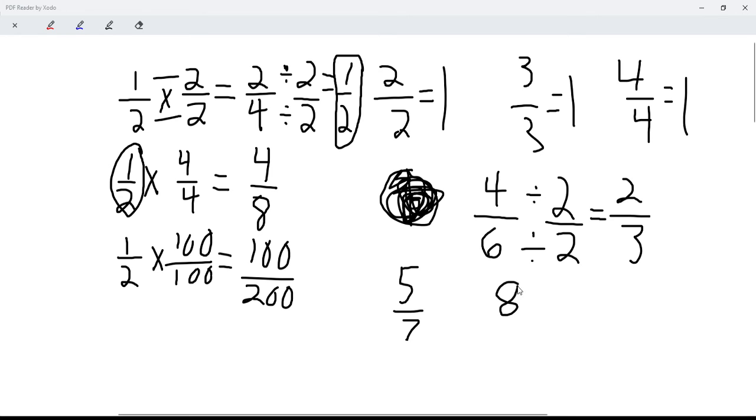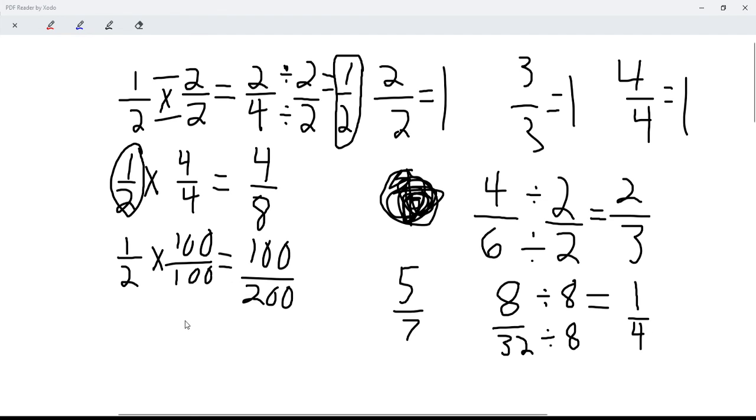So if I have 8/32, now this one, I can divide each of these by 8, right? 8 is a common factor. So it would equal 8 divided by 8 equals 1. 32 divided by 8 equals 4. Okay? So this would be 1/4.